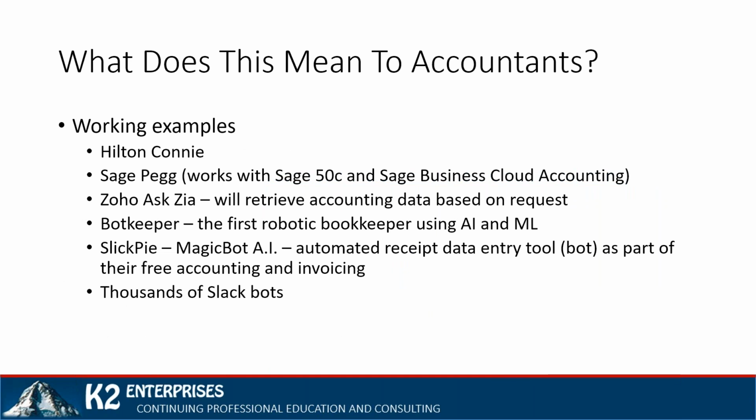Now, some examples of some real working bots. Hilton's Connie, a tool they've got that you can use related to your stays at Hilton hotels. Sage Peg, where you can actually take pictures of receipts and enter transactions through that. Zoho's Ask Zia. BotKeeper is one that claims to use artificial intelligence and machine learning. And we've got many others out there that we can use, again, to automatically enter receipts or extract data from them or do other things like that.